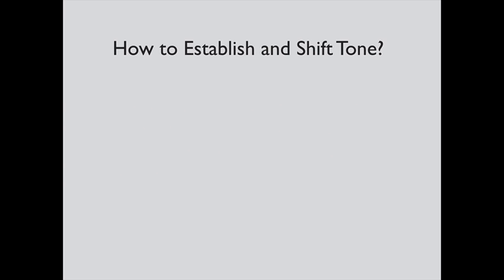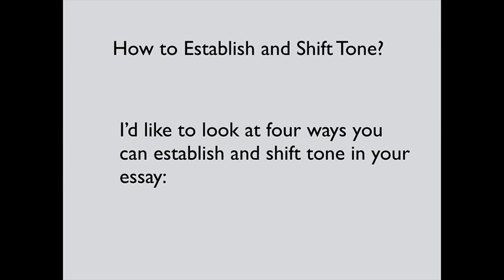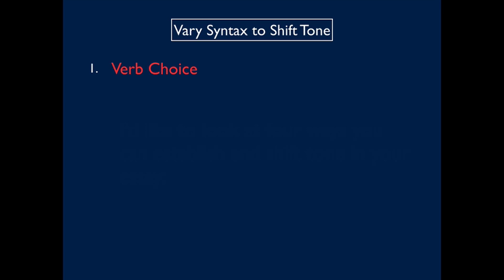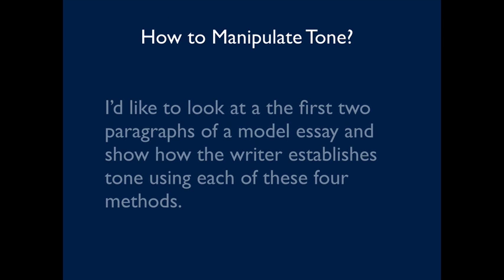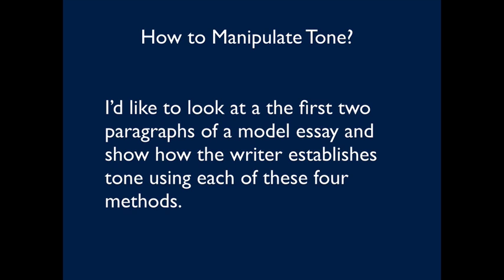Well, how do you establish and shift tone? Well, there's four main ways we're going to be talking about in today's lecture. First way is through your verb choice. Second is through your pronoun use, the point of view, and we've lumped the sentence structure, punctuation, and grammatical complexity as the syntactical elements of tone. All right, so we're going to be looking at 2 paragraphs from a sample essay and demonstrating how, by using these 4 particular techniques, the writer has been able to shift tone effectively and establish tone very well.